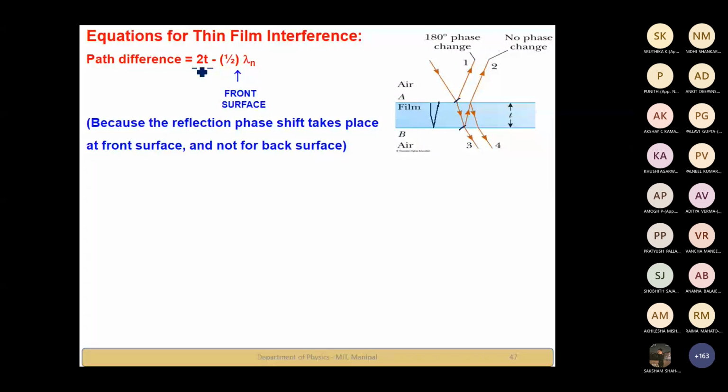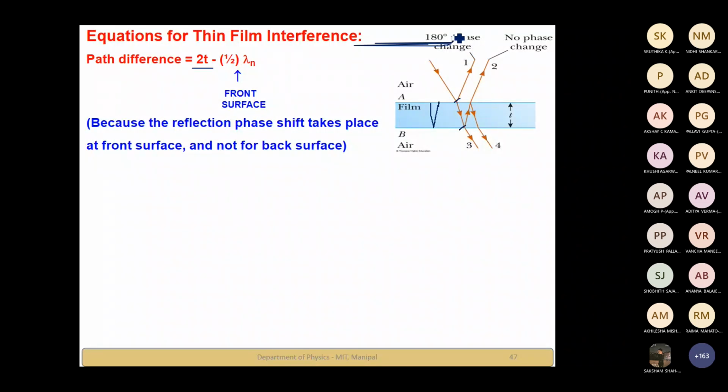So between ray 1 and ray 2, what is the optical path difference? Ray 2 has to travel twice inside the film, whereas ray 1 has not at all traveled inside the film. So the optical path difference between ray 1 and ray 2 will be 2T minus lambda n by 2, because there is a phase change of 180 degrees, so that needs to be taken into consideration.